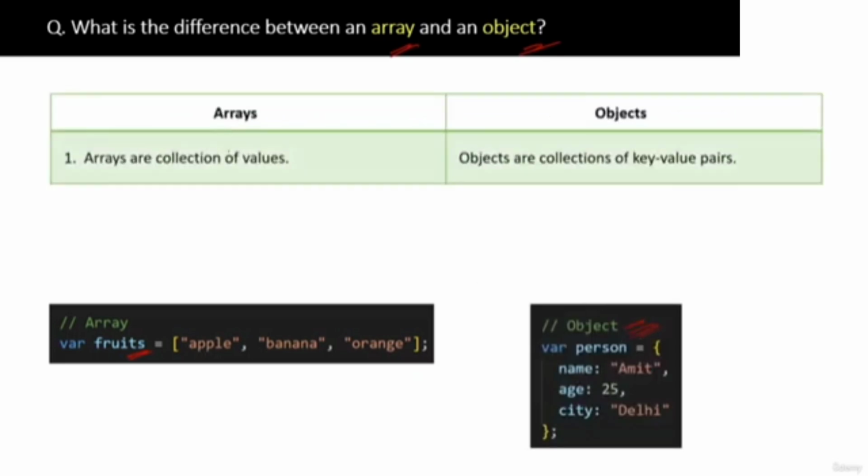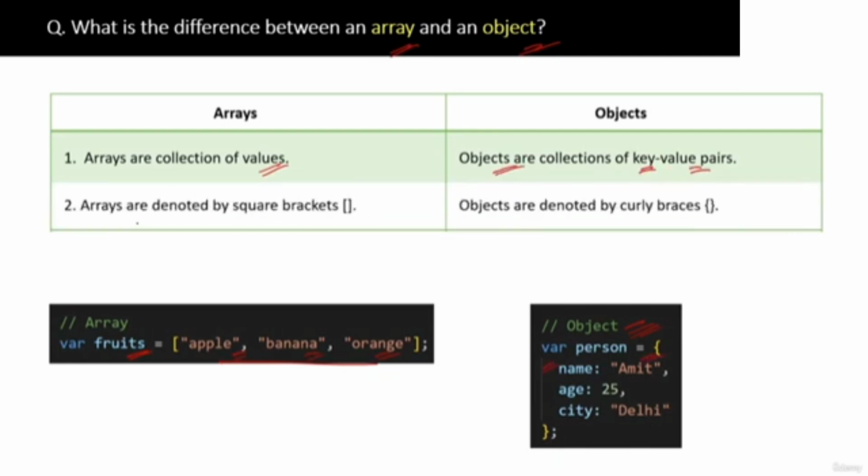First, arrays are collection of values. So all these elements in the array are values and nothing else. Whereas an object is a collection of key value pairs, right? The second difference is that arrays are denoted by square brackets. That is the syntax of an array. Whereas objects are denoted by curly braces like this.